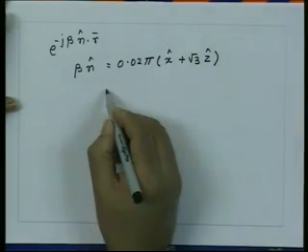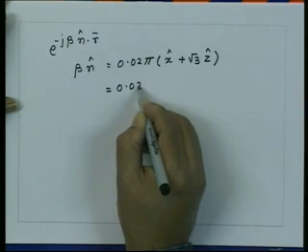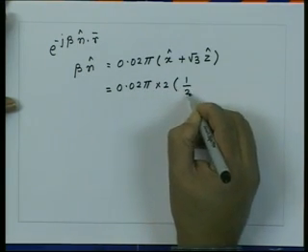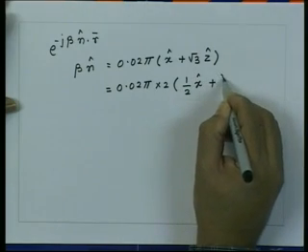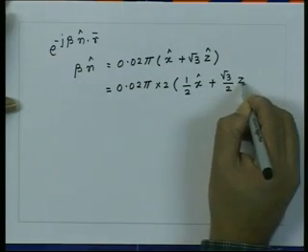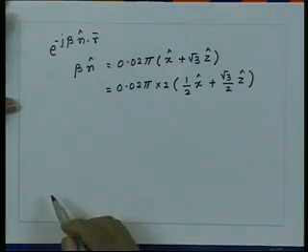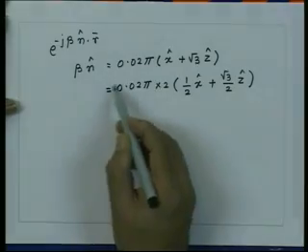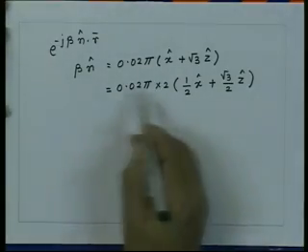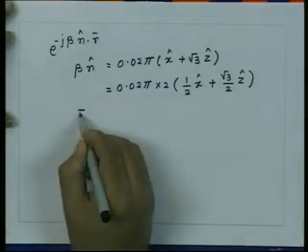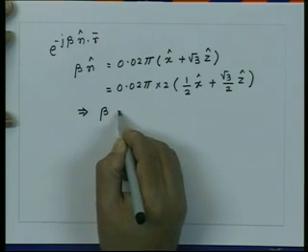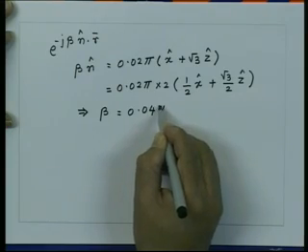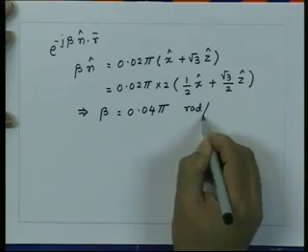Writing this as unit vector, this will be 0.02 pi into 2, and this will be 1 upon 2 x cap plus root 3 upon 2 z cap. So, you multiply by 2 and divide by 2. So, this becomes unit vector. So, this quantity then essentially represents the phase constant beta. So, from here we get this phase constant beta, which is equal to 0.04 pi radians per meter.